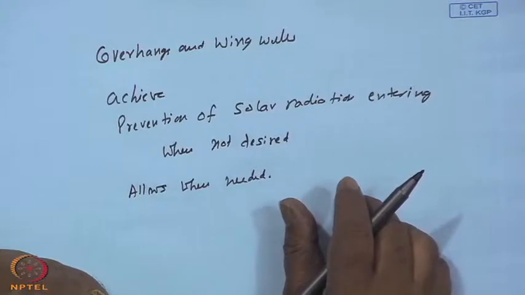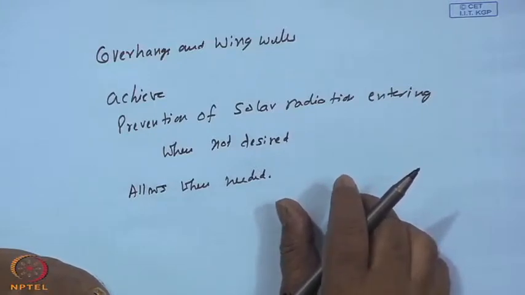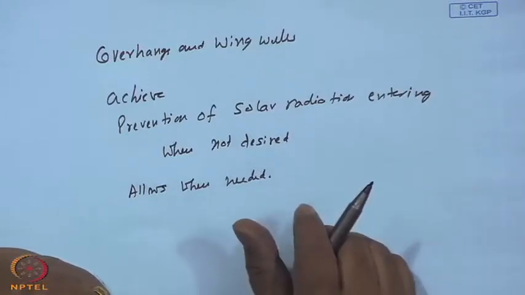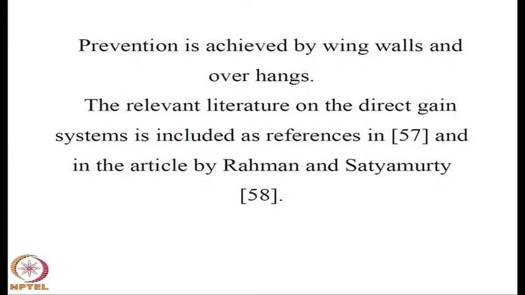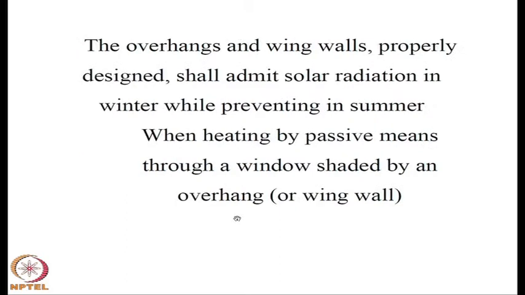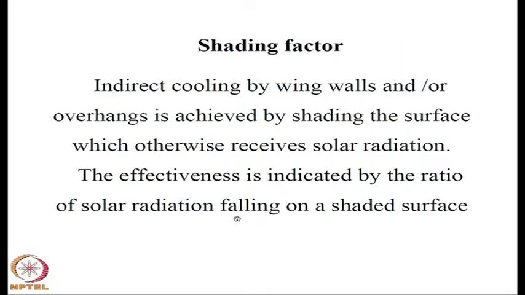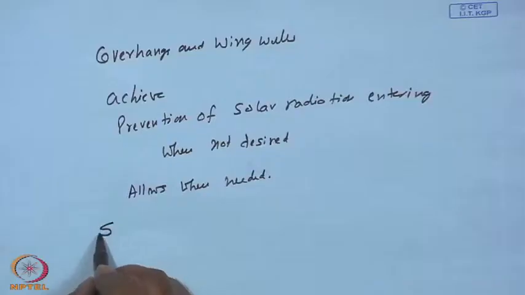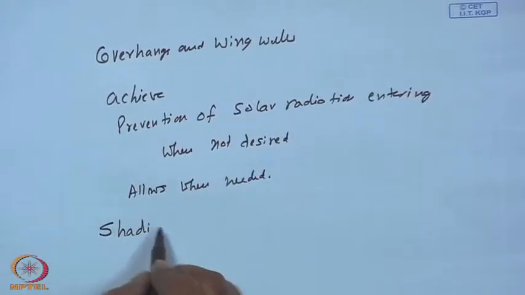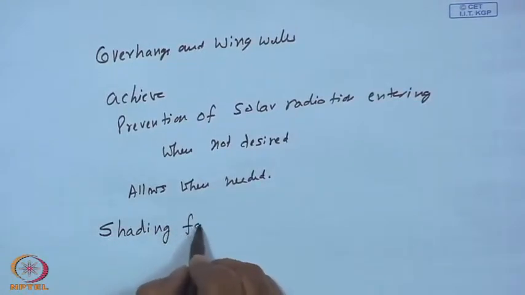And there are a number of calculations, number of concepts, and one of the references is 57, which I will give you at the end of these lectures, and then 58, our own work, contains the method of calculation of what we call the shading factor, which will come just now. So, now you have got what is called a shading factor.